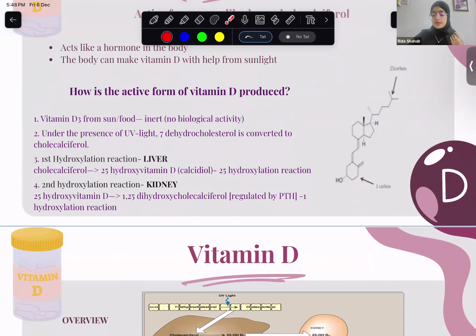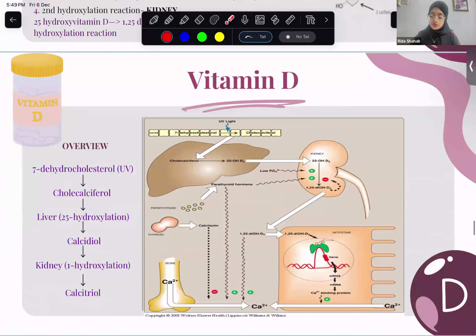Don't get confused, because in the liver, the hydroxylation reaction happens at carbon 25, so it's called 25-hydroxylation. When it happens in the kidney, it happens at carbon 1, so it's called 1-hydroxylation. It does not mean first hydroxylation; it means that hydroxylation is happening at carbon 1. The first hydroxylation happens in the liver, which is 25-hydroxylation. I'm going to be explaining it here.